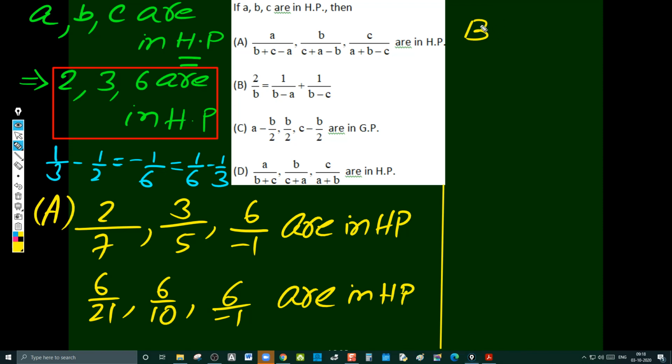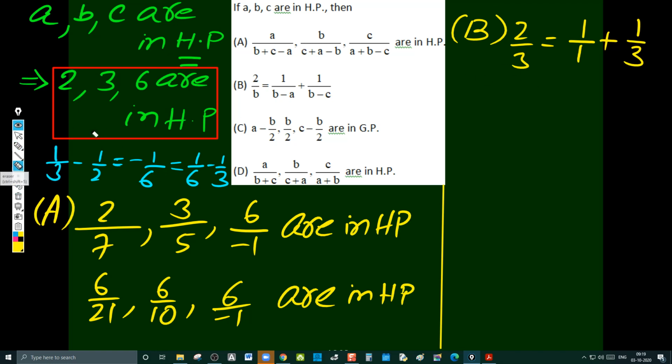2 by 3 is equal to 1 by 1 plus 1 by 3. Done, this is also correct. No, it is not done, there is a 2 here, 2 by 3. 1 by B minus A, that is 1 by 1. 1 by B minus C, okay. 3 minus, you'll have a minus, then it is correct.